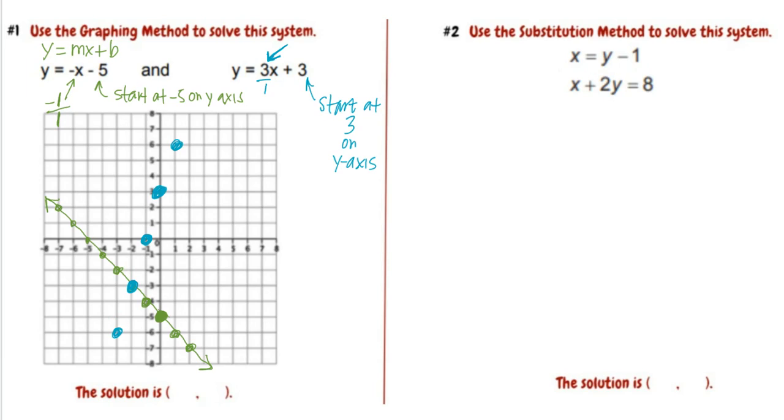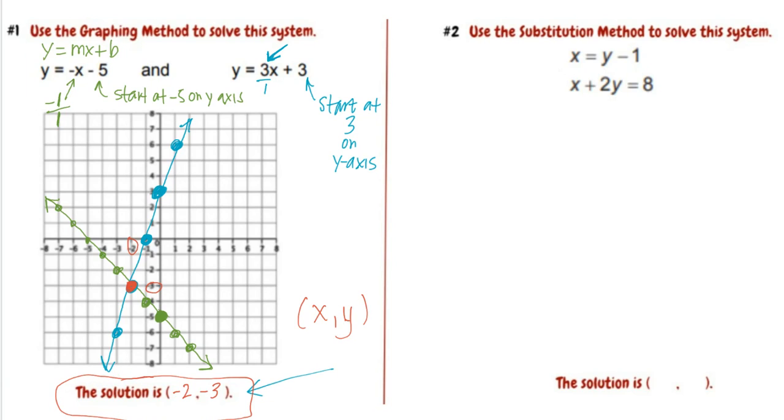And then I'm going to connect the dots. And I have my two equations graphed. And the solution down here is where the lines cross. So where did those two lines cross? At what ordered pair? Remember, an ordered pair is always x, comma, y. And the x value, it's hitting the x-axis at -2, and it's hitting the y-axis at -3. And that is my answer, -2, comma, -3. That's the solution to the ordered pair.